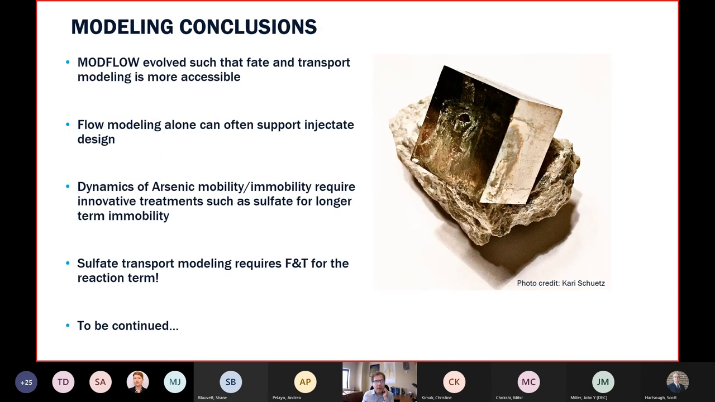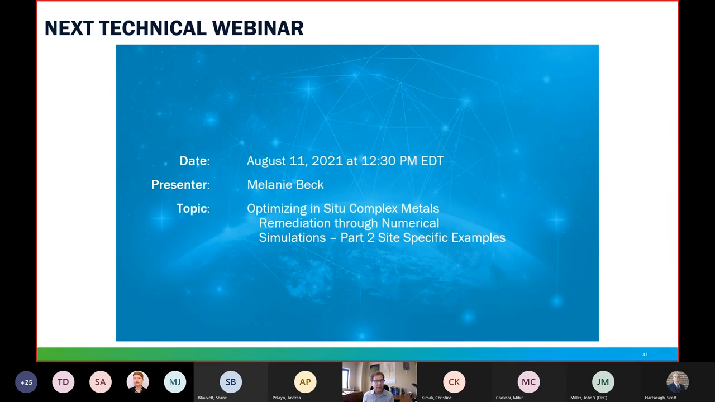And modeling conclusions: MODFLOW evolved such that fate and transport modeling is more accessible. Modeling alone can often support injectate design, but when we're talking about arsenic mobility and sulfate, the sulfate term requires fate and transport modeling, which is what we applied in our next month's presentation, which hopefully everyone comes back for. And here is iron sulfide in the form of pyrite for all the geologists who recognize that. And I can open up for questions for those that can stick around.